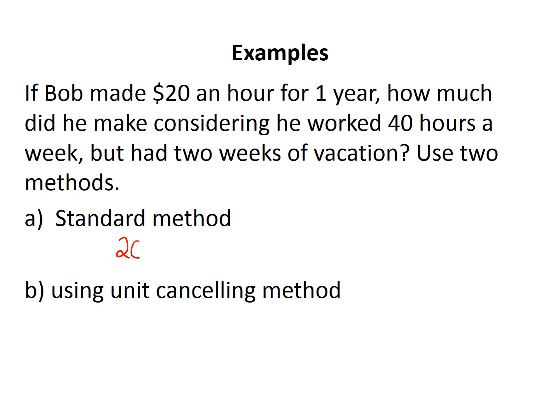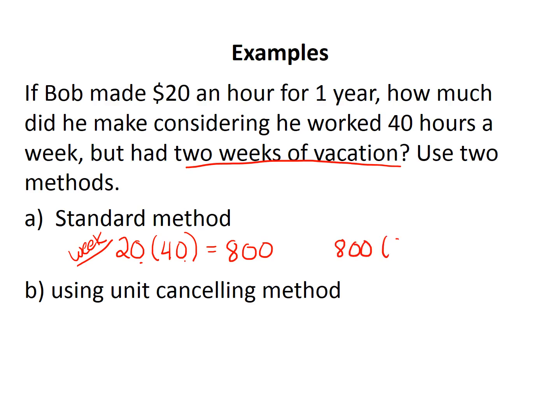So if he made $20 an hour for each week, if he worked 40 hours a week, remember you just multiply the 2 and the 4 together and get 8 and add the 2 zeros, 800. So he earned $800 a week, right? And we are not using 52 weeks because he had 2 weeks of vacation. So we do our $800 times 50 weeks. And again, you can do 8 times 5 is 40 and add the 3 zeros if you don't want to get out the calculator. So he earned $40,000.